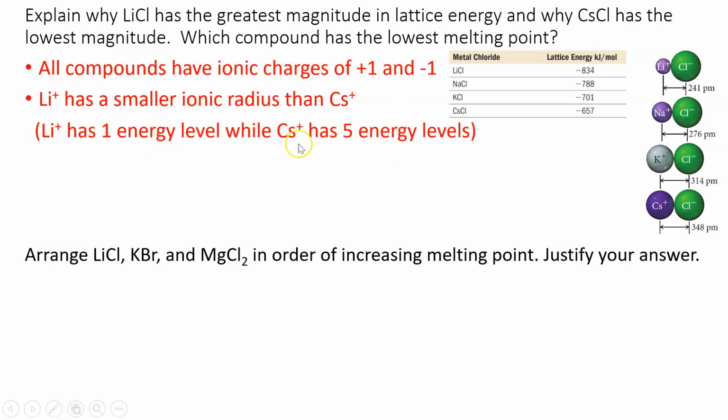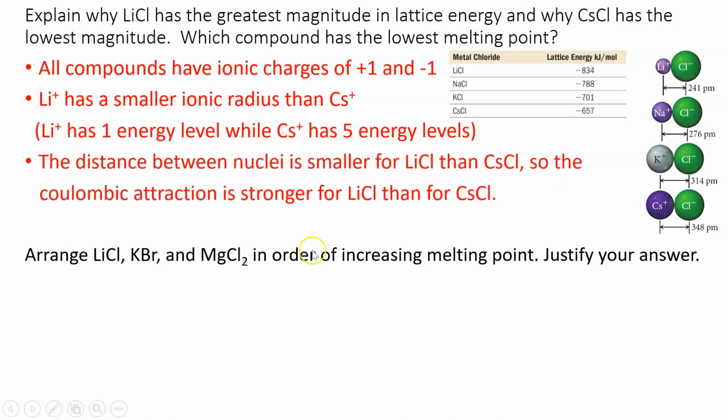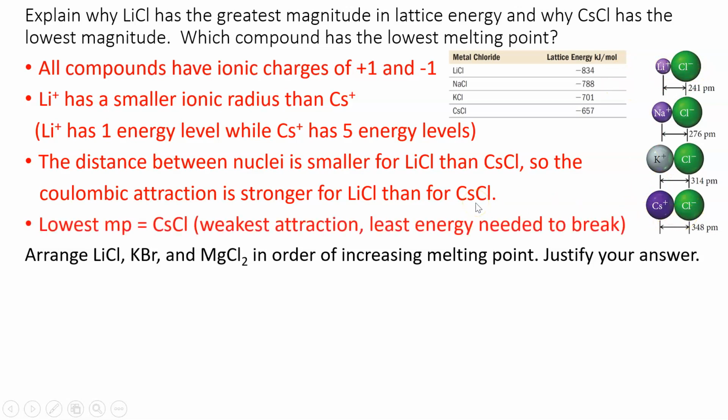It's still much, much larger than lithium. So cesium has the biggest ionic radius, and lithium has the smallest ionic radius. The distance between the nuclei is smaller for LiCl than for CsCl, or for any of the others in this list, for that matter. So the Coulombic attraction is stronger for LiCl and it's weakest in CsCl.